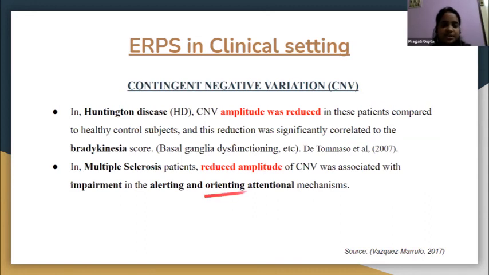In various diseases, CNV variations have been observed in terms of amplitude. In Huntington's disease, we see a reduced CNV amplitude, and this reduction is correlated with bradykinesia scores and basal ganglia dysfunction, because there is a dysfunction in motor response. Also in multiple sclerosis, where there is a white matter myelination problem, there is a reduced amplitude of contingent negative variation.